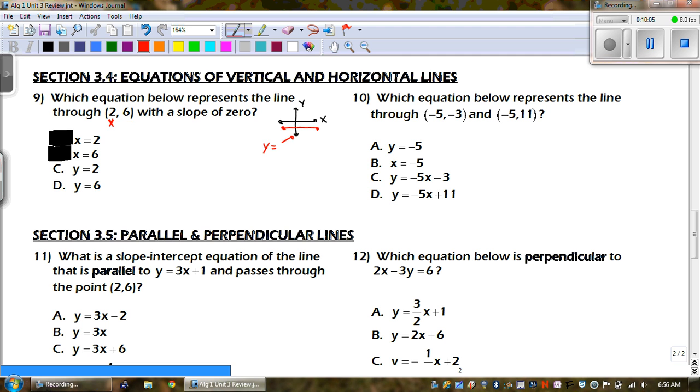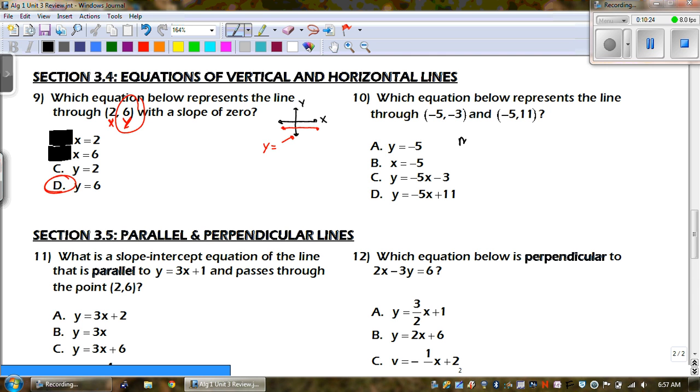I know that 2 is my x and 6 is my y. So if it's a y equals graph, it's going to be whatever y equals. So that's where we get y equals 6. Okay. Number 10, which equation represents the line through -5, -3, and -5, 11?